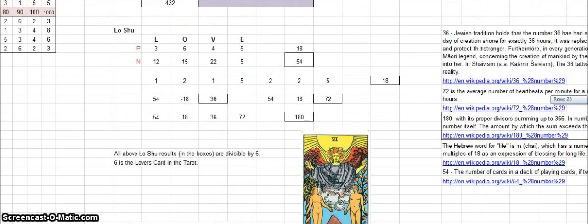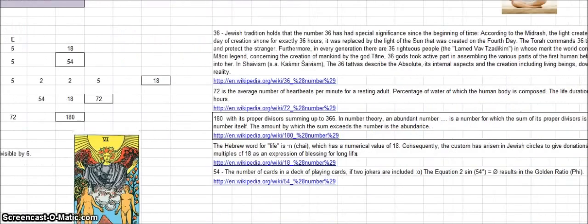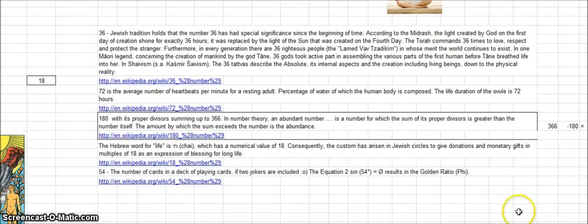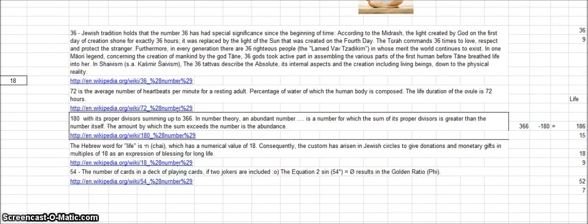Very cool. Other than that, I really wanted to go through some more meanings of what we can derive from these numbers here. I did simple searches on everything and tried to keep the subject matter to the love subject, of course, because that's what we're working with. The first number we saw was 36, which is a special number in Jewish tradition. It was exactly 36 hours of God's light that shone on the world before he created the sun on the 4th day. The Torah commands 36 times to love, respect, and protect the stranger.